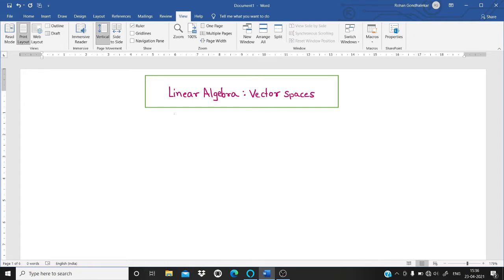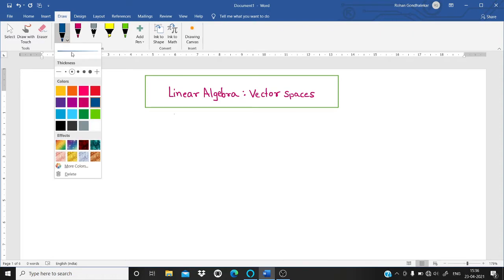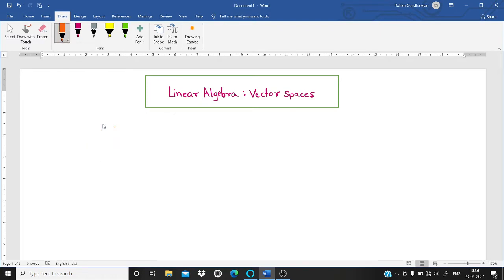Before we start with vector spaces, we would like to revise a few things which you have already learned in the previous semesters, and also some concepts from 11th and 12th standard, and we want to revise them in view of a vector space. Okay, so let's begin.